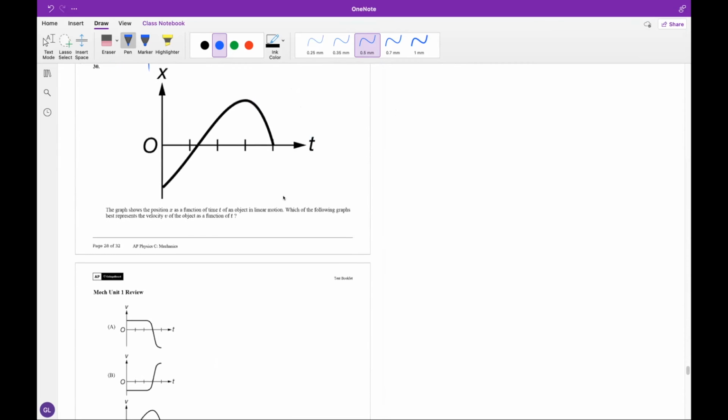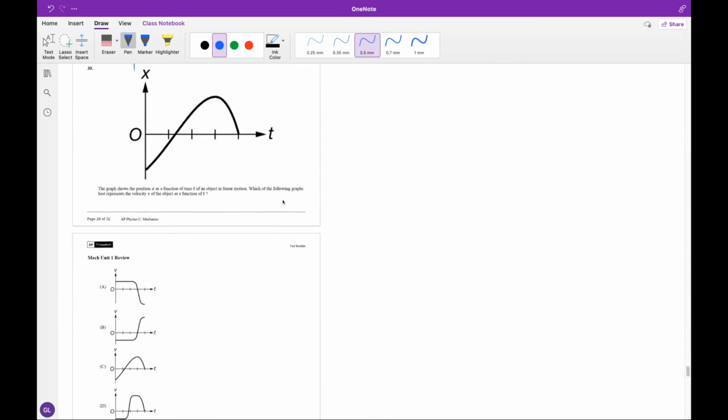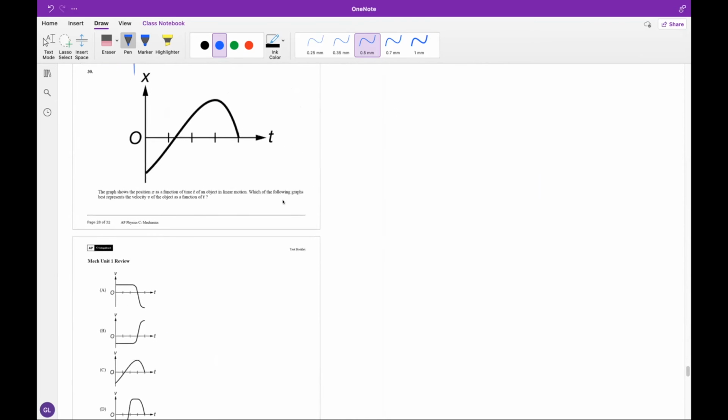So I think this is definitely a new question to y'all. So hopefully you guys try to tackle this one, which I'm sure you've been doing with all of these, right? You guys are exceptional students. So we have position as a function of time.